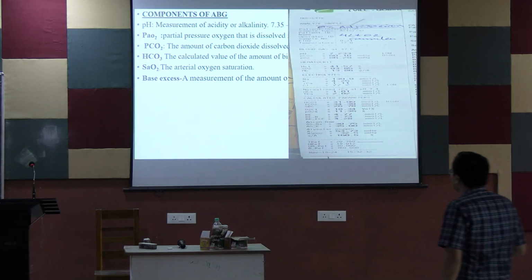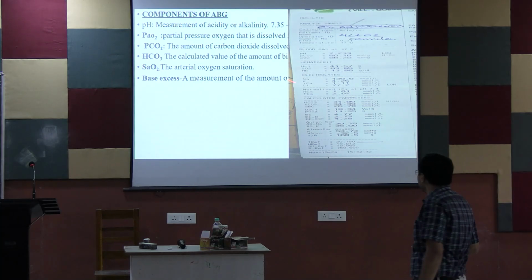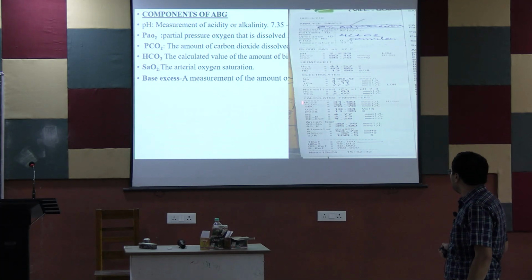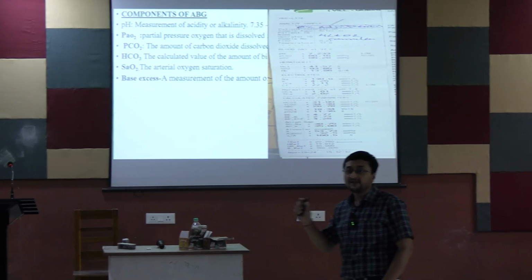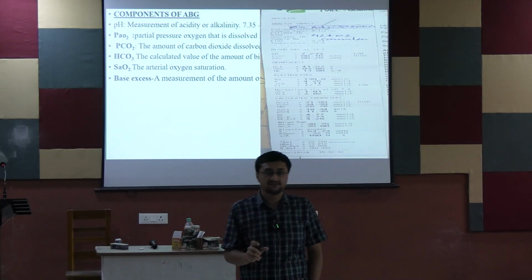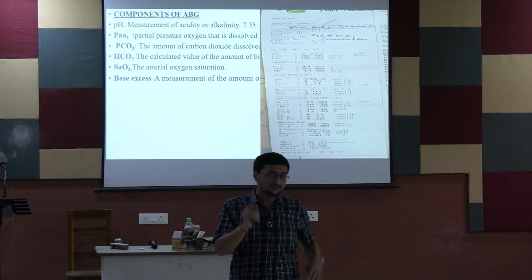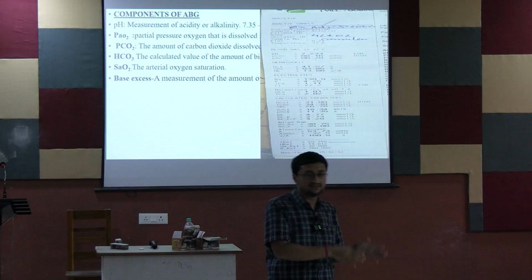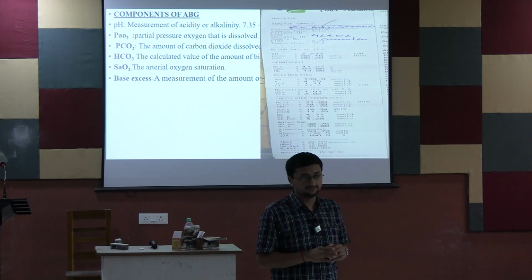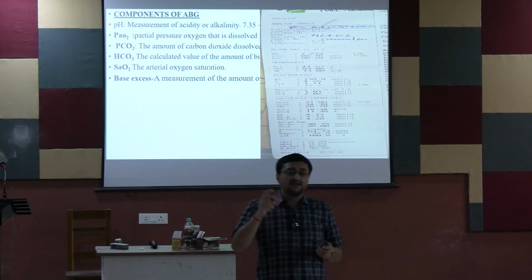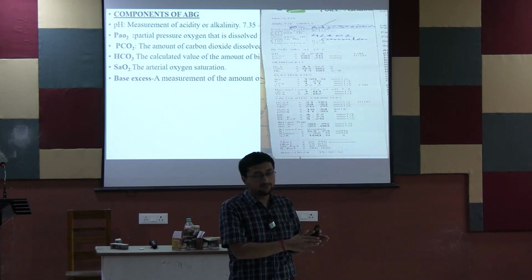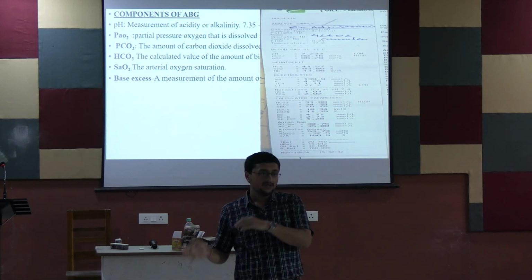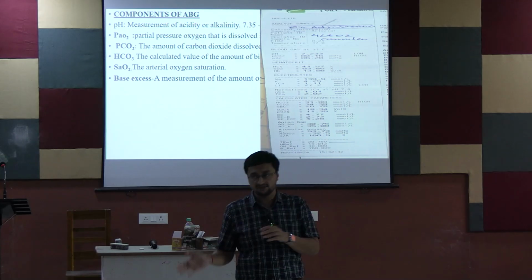And next one is bicarbonate, as I have already mentioned, and base excess. This is also important. Base excess, the name itself implies base excess. That means how much base is in excess in your blood, right? So base excess ranges from -2 to +2, right? Whether it is acidosis or alkalosis.